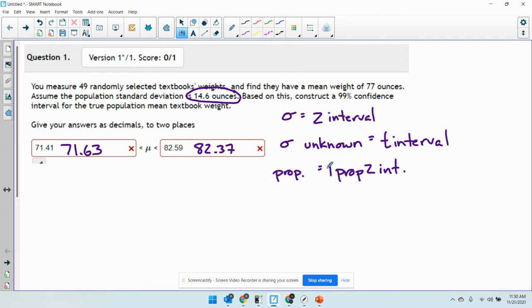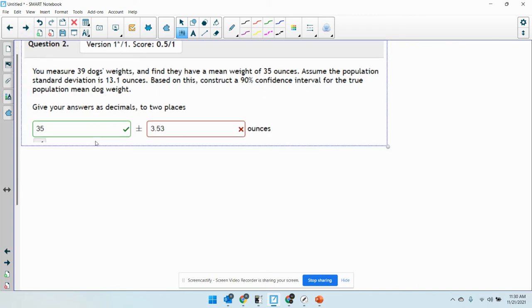Just keep this in mind because this will come up every single problem in this chapter. So now it says you measure 39 dogs' weights and find they have a mean weight of 35 ounces. So that's our point estimate. This is in the margin of error form. Point estimate plus or minus the margin of error. Assume the population standard deviation is 13.1. So we still have sigma.